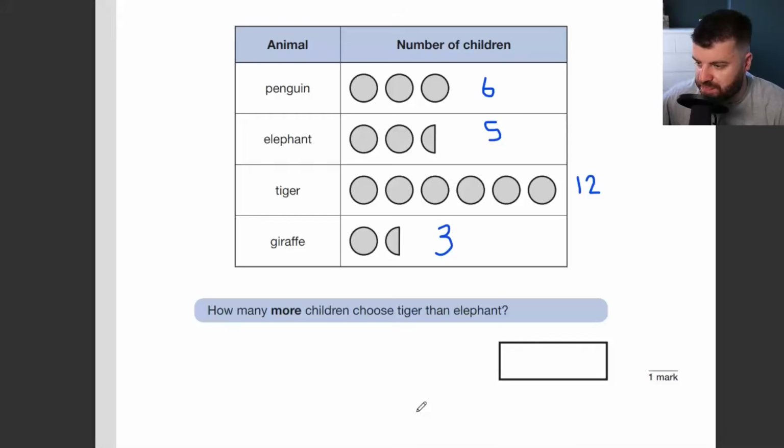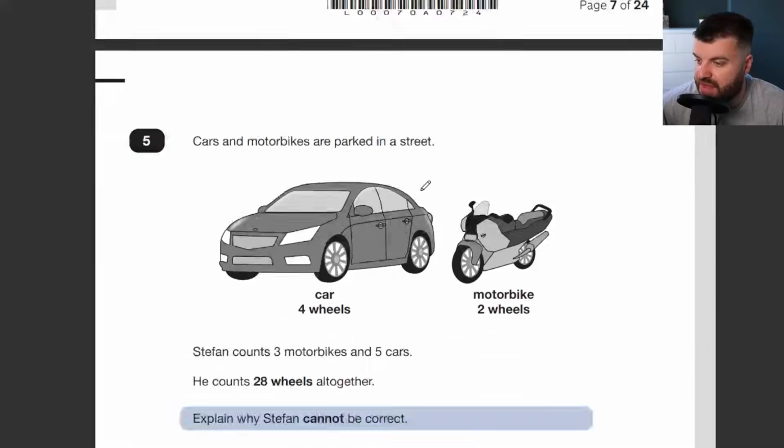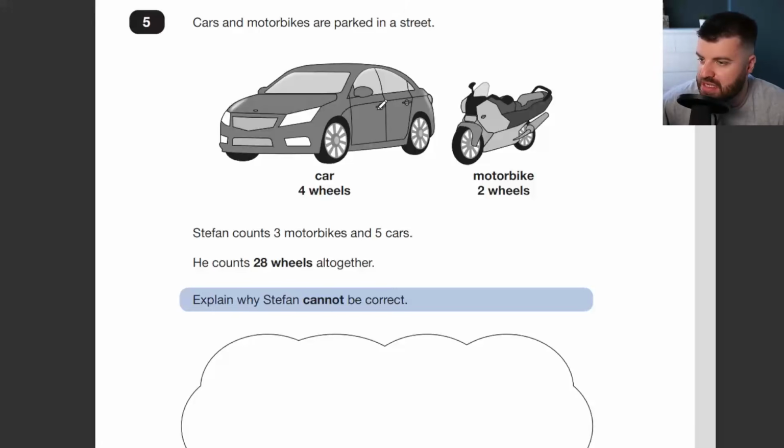Let's now look at the question. How many more children choose tiger than elephant? So tiger was 12. Elephant was 5. To find the difference there, we just subtract 5 from 12 and we get 7. Quite simple there, but it's only simple because we spent the time actually decoding the pictogram in the first place. Really good technique.